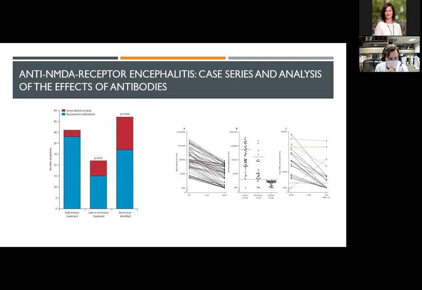Just to go over the graphs, on the left is kind of a bar graph that looks at comparing tumor treatments and non-tumor treatments and how well they did. So the first one is tumor patients who got cancer treatment early. And the blue is patients who recovered or only had mild deficits, and the red is severe deficits or dead. So you can see that patients who were treated aggressively for a primary cancer did pretty well. The next one over had late or no treatment for their cancer, and a lot more of those patients ended up severely disabled or dead.